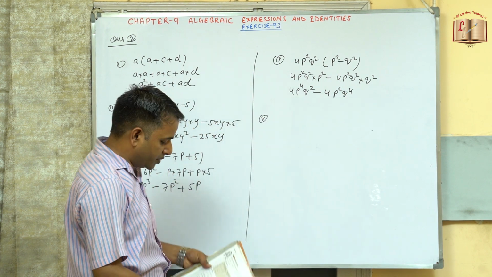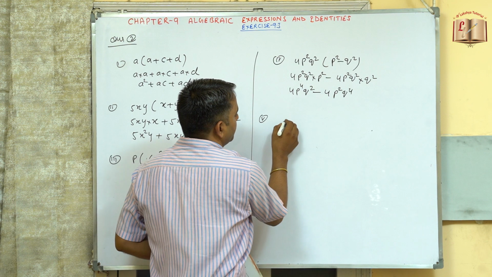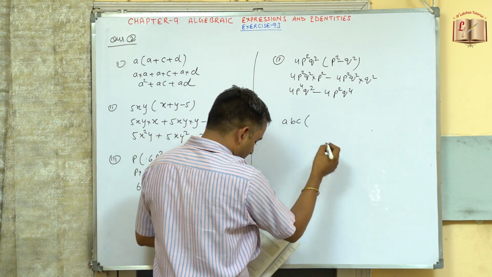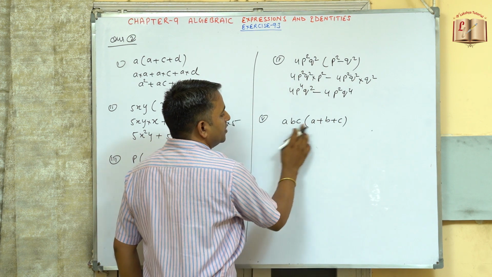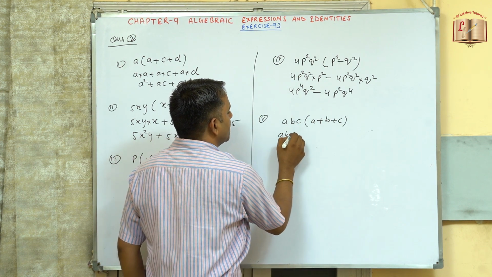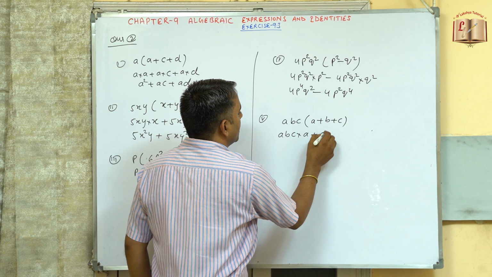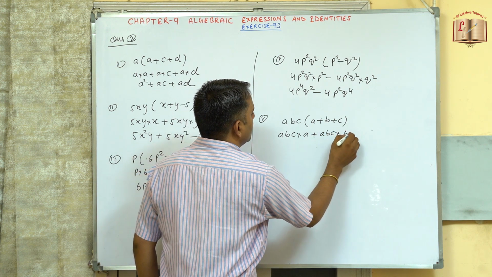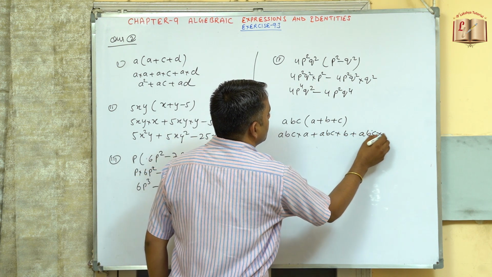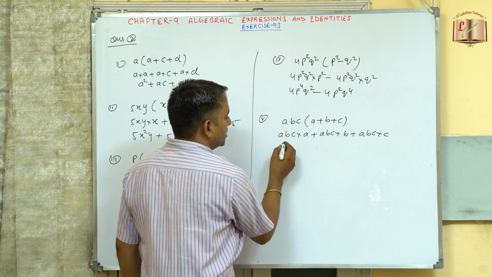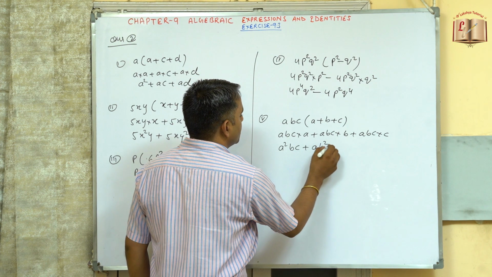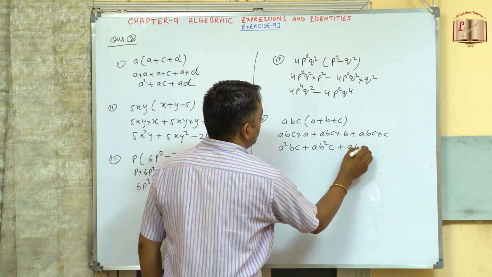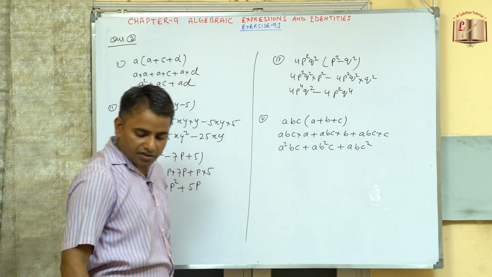Similarly, coming to the fifth part of this, these are the simplest calculations. It is abc times (a plus b plus c). So abc first with a, multiply: abc into a plus abc into b plus abc into c. So this will be now a square bc plus ab square c plus abc square. So these are the answers.